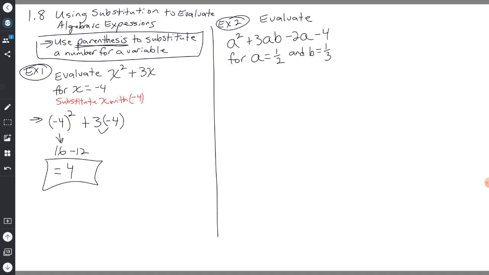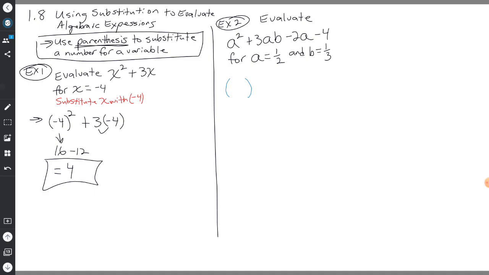Okay, so we have the expression a squared plus 3ab minus 2a minus 4. And we want to substitute a with 1/2 and b with 1/3. So again, I recommend that you put whatever you're substituting in parentheses like that.